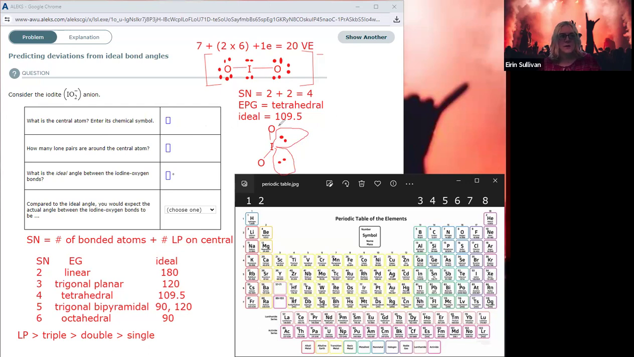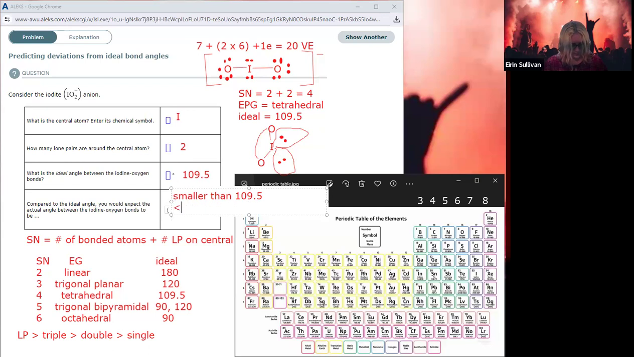So the ideal bond angle between the oxygen, iodine, and oxygen would be 109.5, but these lone pairs are actually going to take up more space than the bonded atoms, so they're going to squeeze these 2 oxygen atoms closer together. So that bond angle should actually be slightly less than 109.5. So to answer the questions, the central atom was iodine. There are 2 lone pairs around the central atom. The ideal bond angle will be 109.5, but the actual bond angle should be smaller than 109.5. Or if you prefer, you can just use a less-than sign. I think Alex just wants you to select smaller.